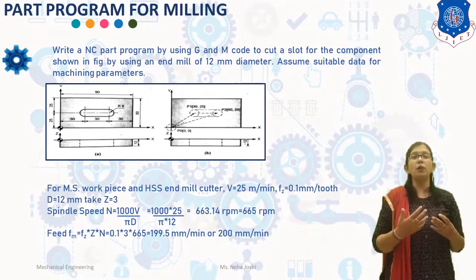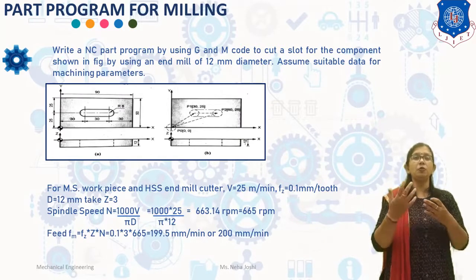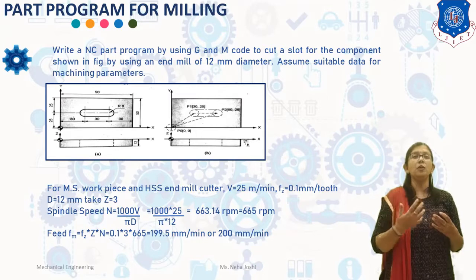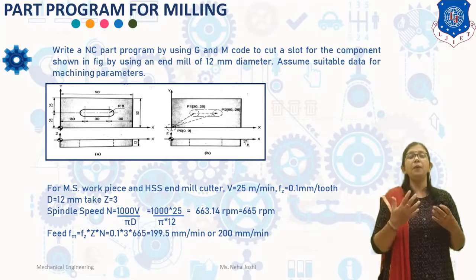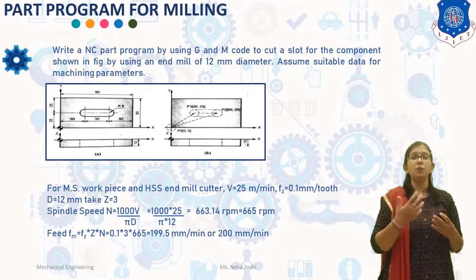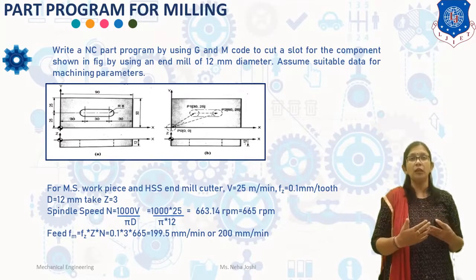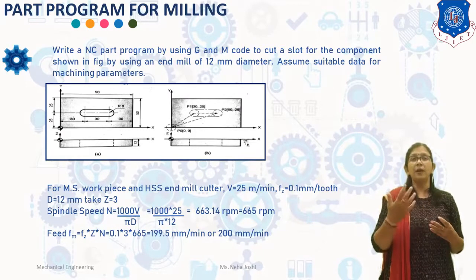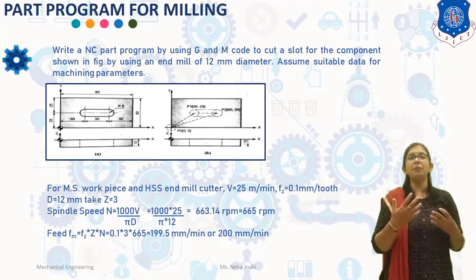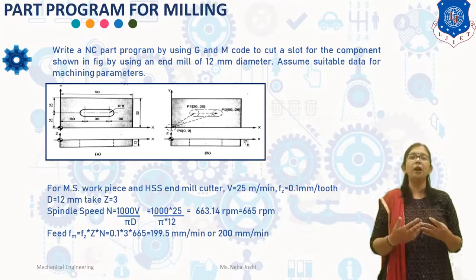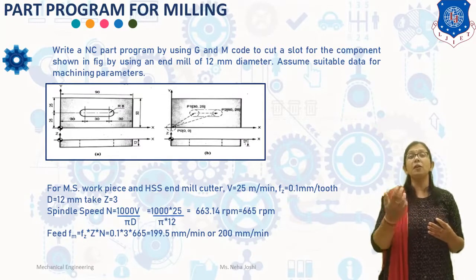Now we have to calculate the feed per minute. The feed per minute is equal to feed per tooth times number of teeth times N. This is the standard formula. So feed per tooth is 0.1, assumed, times number of teeth, which is 3, and spindle speed is 665 rpm. So we get FM, feed per minute, equal to 199.5 mm per minute. Rounding it off, we get a feed per minute of 200 mm per minute.